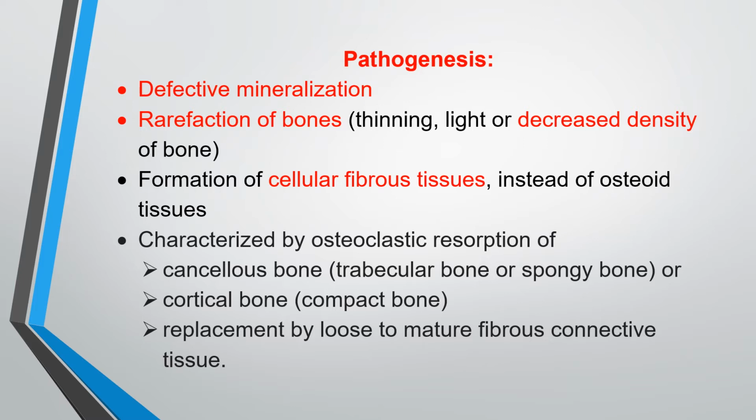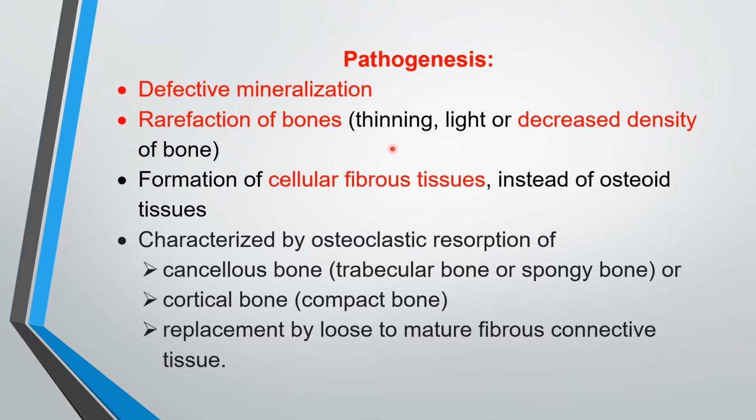Now, pathogenesis of fibrous osteodystrophy. The basic mechanism here is defective mineralization. That is one thing. Because of defective mineralization, there is rarefaction of bones. What is this rarefaction of bone? That is the thinning of the bone. Bone becomes thin, not in size, but internally thin. Internally thin. Remember this thing.